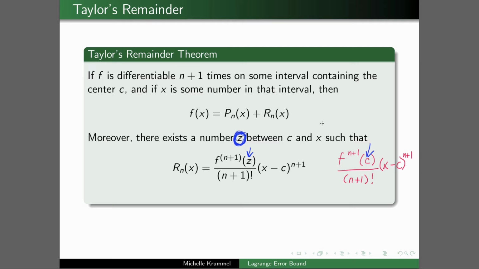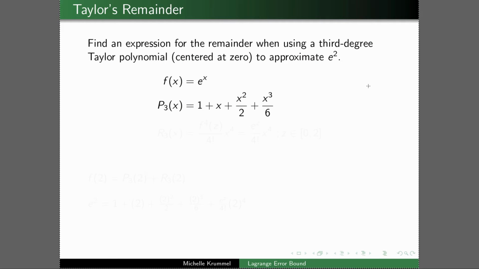But the big question then is, how do we find it? How do we find that magic number z? Do we need to find it? Let's go back to our example where we're trying to approximate the value of f of x equals e to the x when x is 2. We're going to try and find an expression for the remainder when using a third-degree Taylor polynomial centered at 0 to approximate e squared. Our function f of x equals e to the power x, and our third-degree Taylor polynomial for this function is 1 plus x plus x squared over 2 plus x cubed over 6.